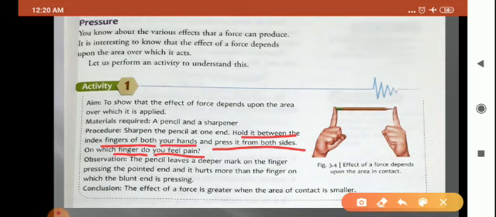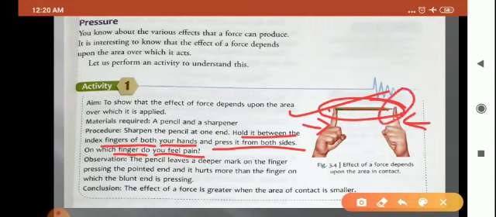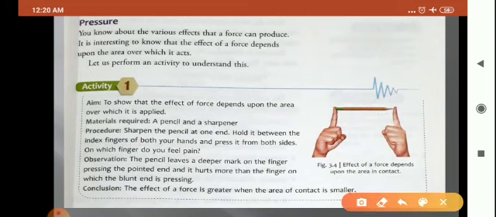Now children, simply in this activity you have to take a sharp pencil, and with the index fingers of both the hands you are going to hold this pencil and apply force from both the fingers on both the sides of the pencil. Now children, you tell me, on which side will you feel more hurt, on this pointed side or on this blunt side? Of course, if you apply an equal amount of force on both sides of the pencil, then on this pointed side you will get more hurt as compared to this blunt side.